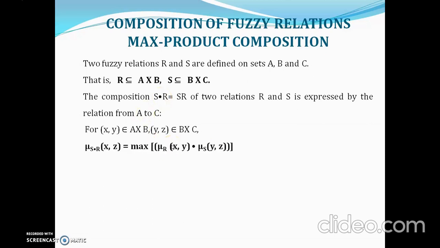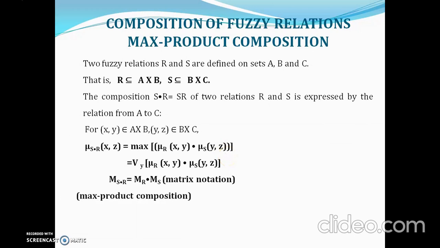Now we check how to calculate the membership value. This is a max product. Take the membership values and multiply them. From the list of multiplications, we have to prefer the maximum value. That is the relationship defined from X to Z. So choose the maximum value from the membership value of X to Y, multiplied by Y to Z.